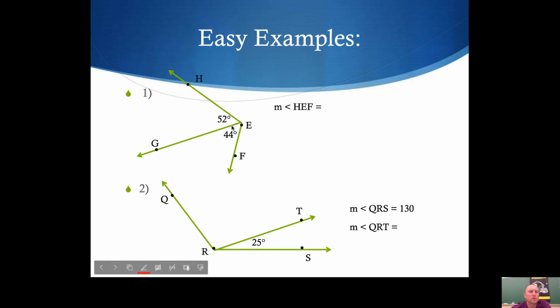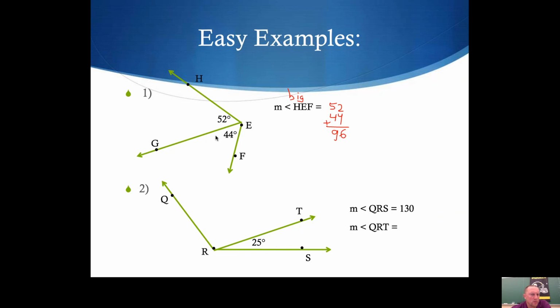Here's some easy examples. You have 3 angles here, 2 little ones and then the big one. The big one is angle HEF. So I'm just kind of marking that as the big angle. And the reason I'm doing that is because I know if I have the 2 little ones, then I can just add them to get the big one. Little plus little equals big. 52 plus 44 gives you the measure of angle HEF. It's 96.